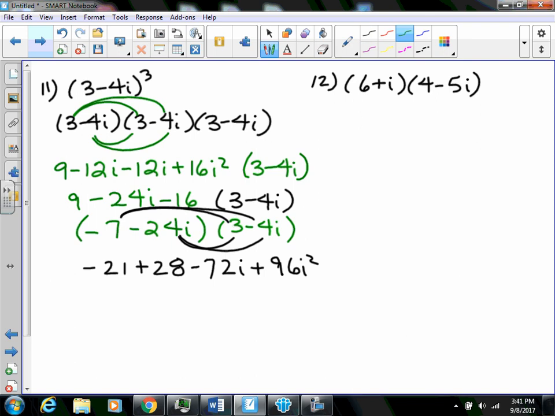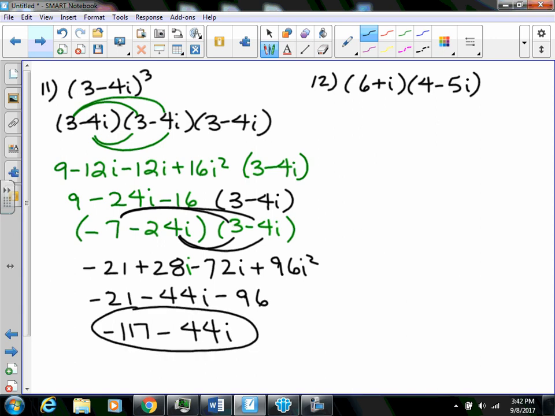Now I need to combine my like terms. When I combine these like terms, I'll have negative 21. Uh-oh, I'm sorry. I forgot to put my i up here. There. Don't forget your i. I forgot mine, but don't forget yours. Okay, so this will become negative 21 minus 44i, and then the 96 times i squared is going to be a negative 96. So now I have negative 21 minus 96, those are like terms. So I add them, negative 117 minus 44i.